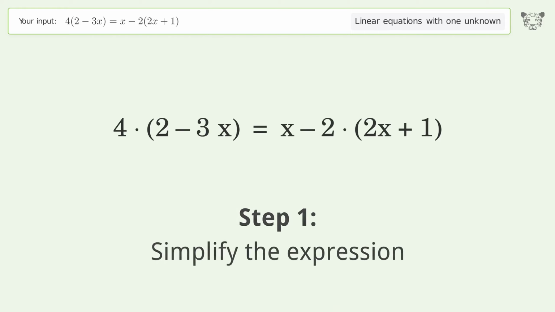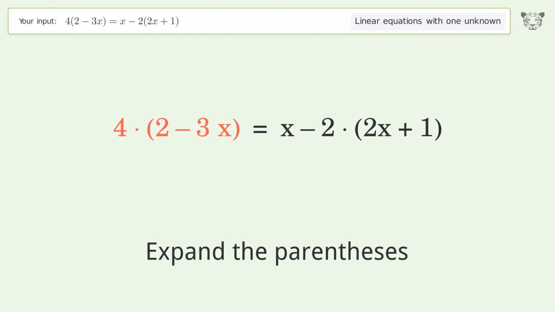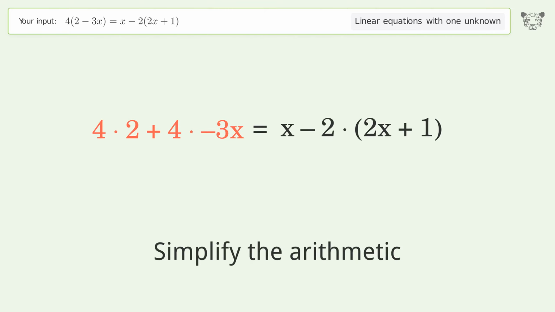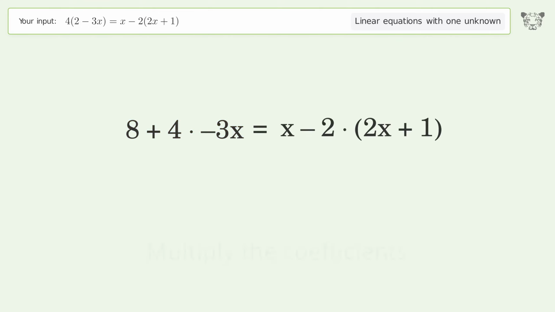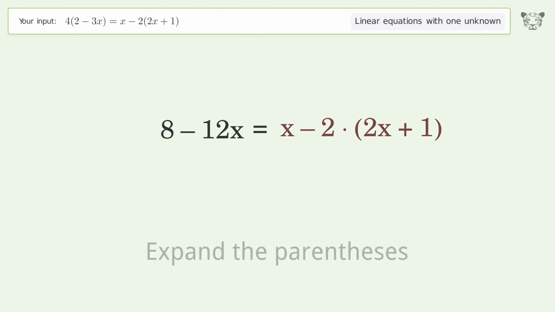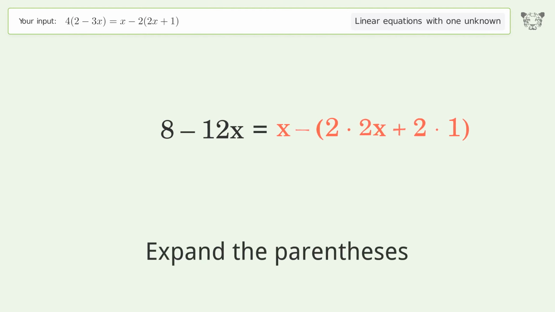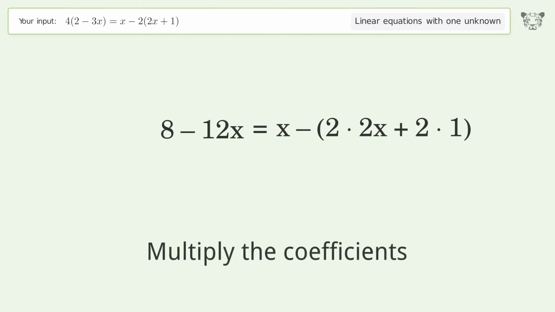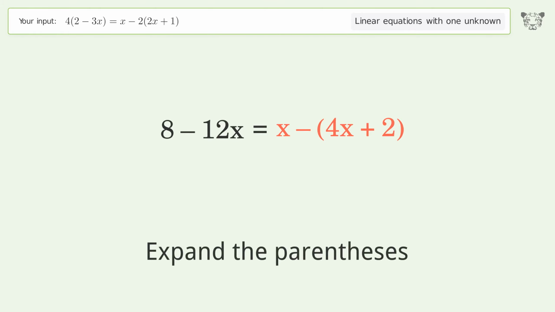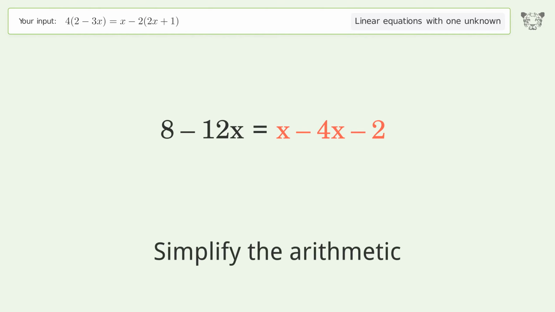Simplify the expression. Expand the parentheses. Simplify the arithmetic. Multiply the coefficients. Expand the parentheses. Multiply the coefficients. Simplify the arithmetic. Expand the parentheses. Simplify the arithmetic.